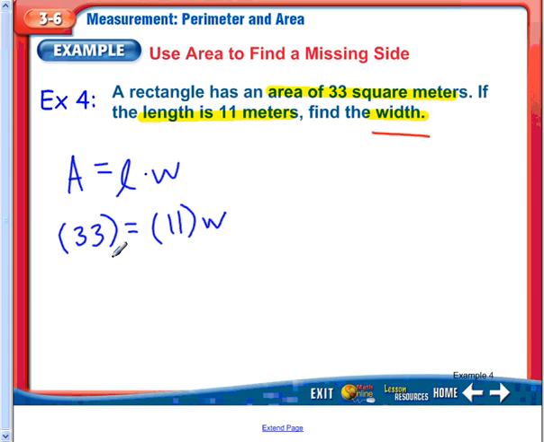Step 1, simplify both sides of the equation. We don't have anything we need to simplify. Step 2, get rid of addition and subtraction. We don't have any addition or subtraction, so we're down to step 3, get rid of multiplication and division. Since I'm multiplying by 11, I will need to divide by 11 on both sides. We get W equals 3.